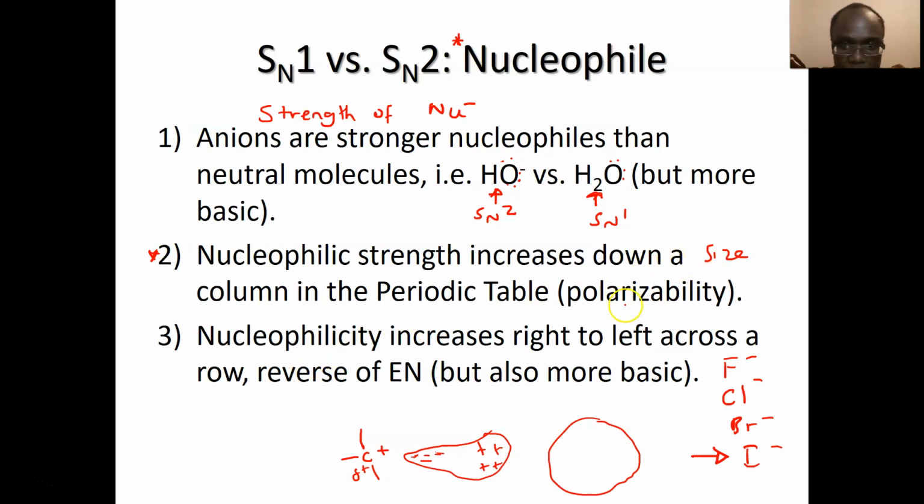Which goes with polarizability, which is what I've just explained here. You change the shape, and then the like charges will be on one end, and that's polarization. And now you can attack the electrophilic center.